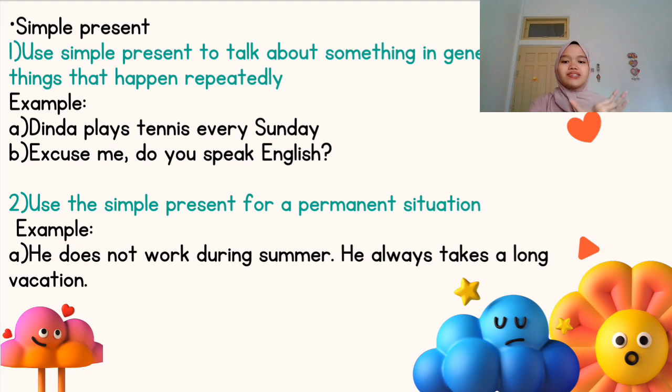And then we use the simple present for a permanent situation, like he does not work during summer. He always takes long vacations. So a permanent situation is always. The time signal is always. So we will use simple present here.